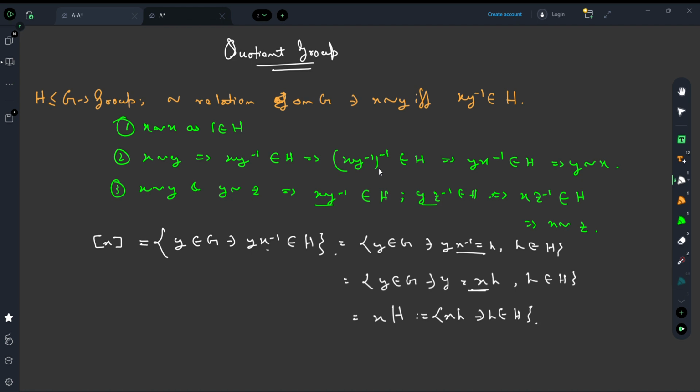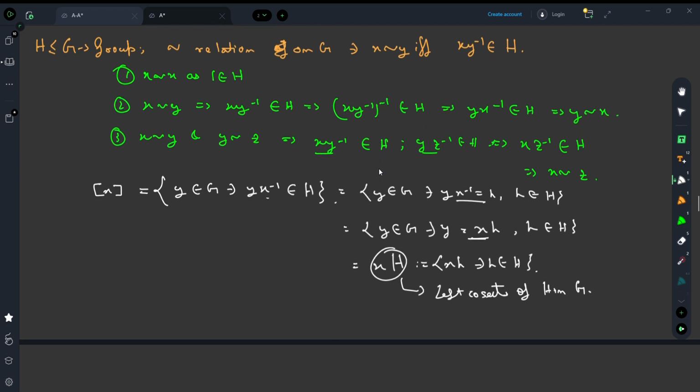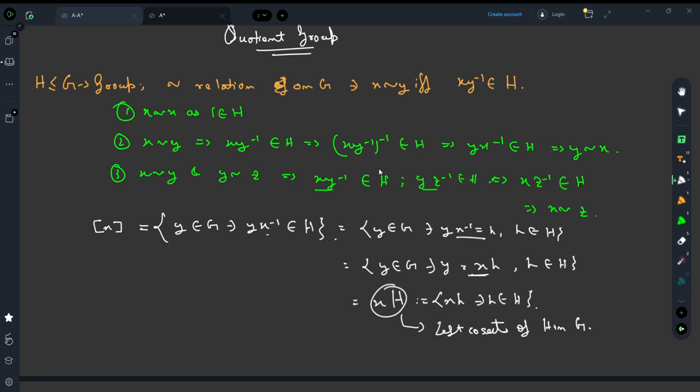I guess it's clear. Okay. These are called the left cosets of H in G. Clear? Got it?